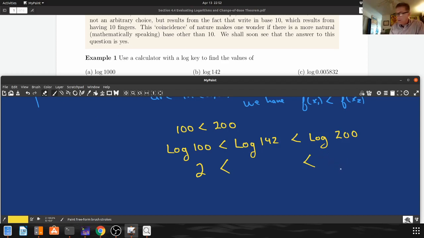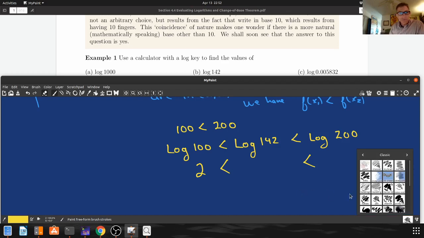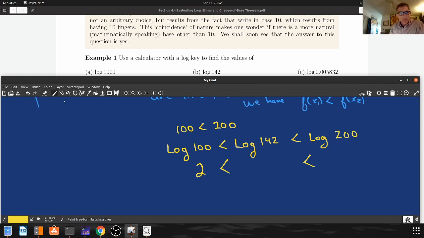Suppose we knew its value. That value turns out to be 2.31.